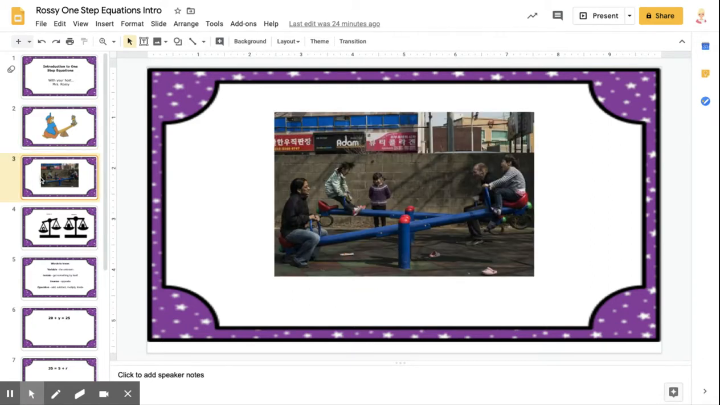Let's take a look at another picture. What's happening in this picture? Again, you see a seesaw at a playground. This woman here is pulling down her side of the seesaw because she is heavier than this little boy. In the background, you can see this man is heavier on his side of the seesaw, and it's making this girl go flying in the air because their seesaws are unbalanced.